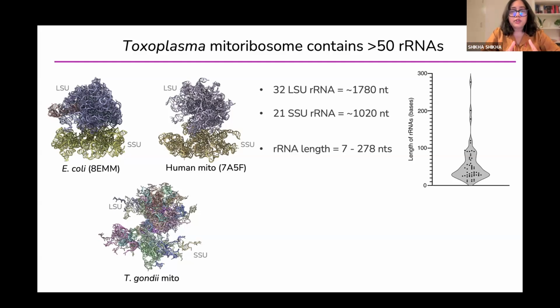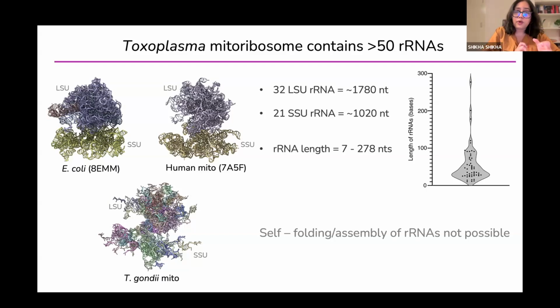However, in the case of the toxo-mitoribosome, most of these RNAs are just too small, around 40 nucleotides, and they cannot self-fold, meaning that they need factors in trans that can actually help these RNAs to fold and assemble into the mitoribosome.